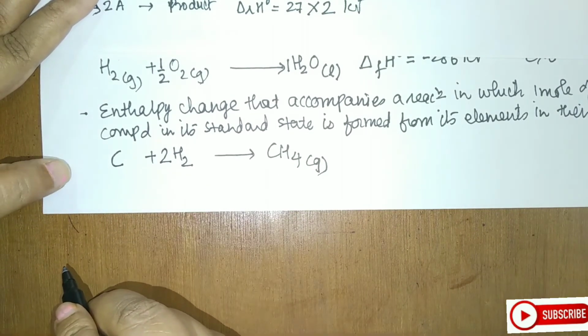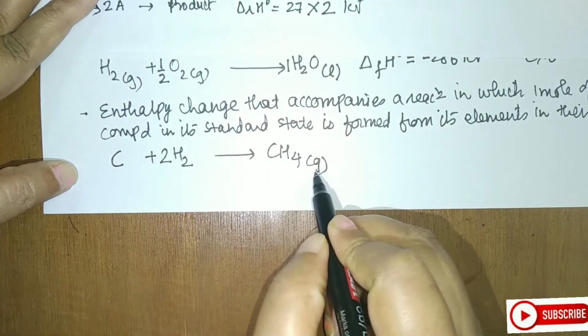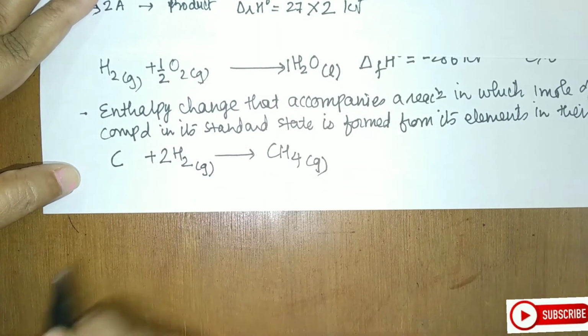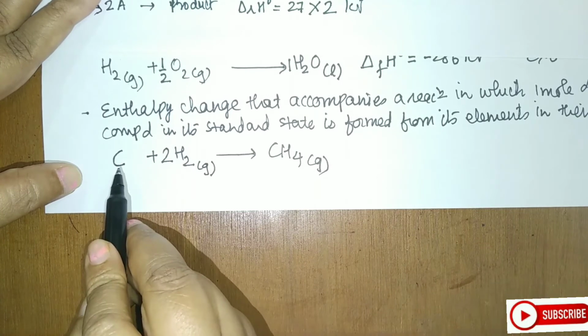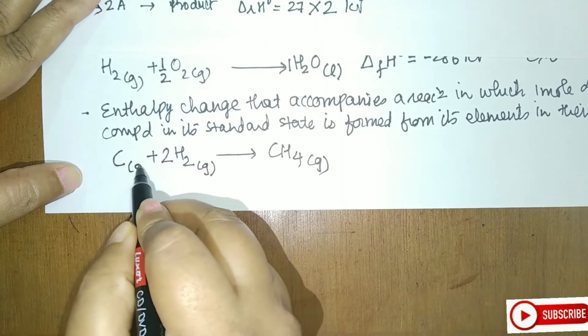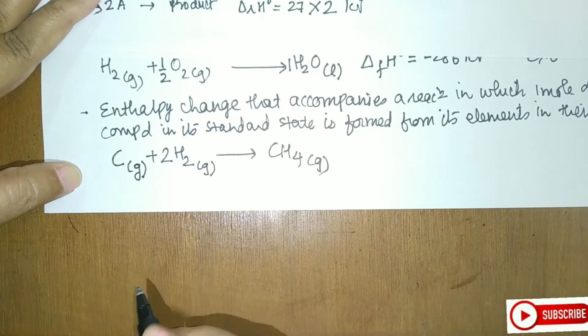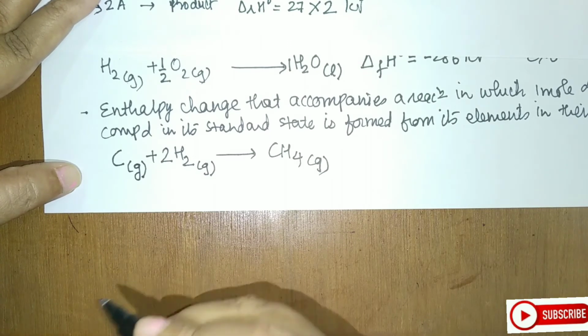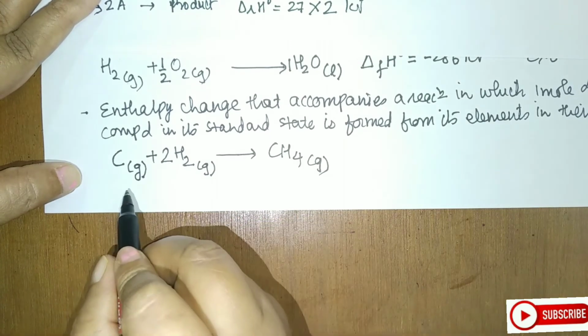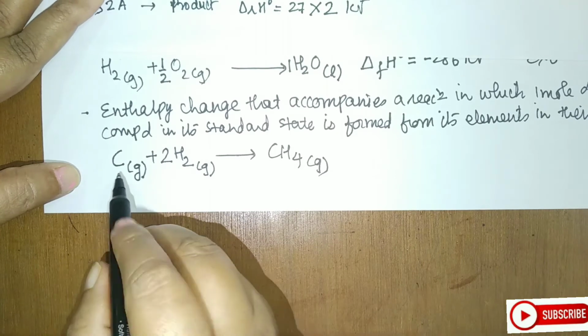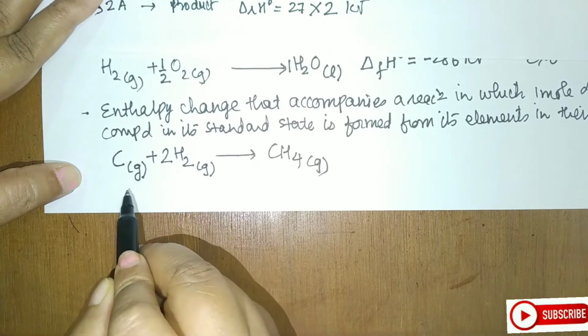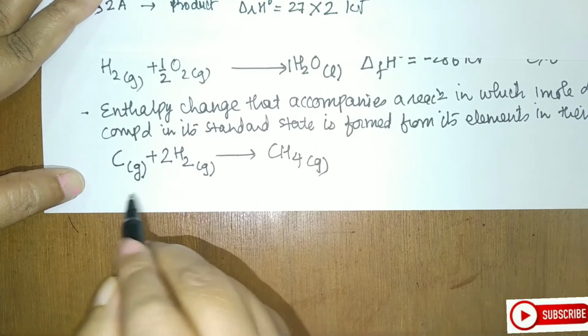The second rule is, let us write the physical states. Here I have written gaseous. Hydrogen is also in the gaseous state. Carbon is in its solid state, but we write it here as the graphite form because it is more reactive. You know that the surface area increases if I take it in the graphite form. So here I am taking this in graphite form. So carbon, graphite plus hydrogen.